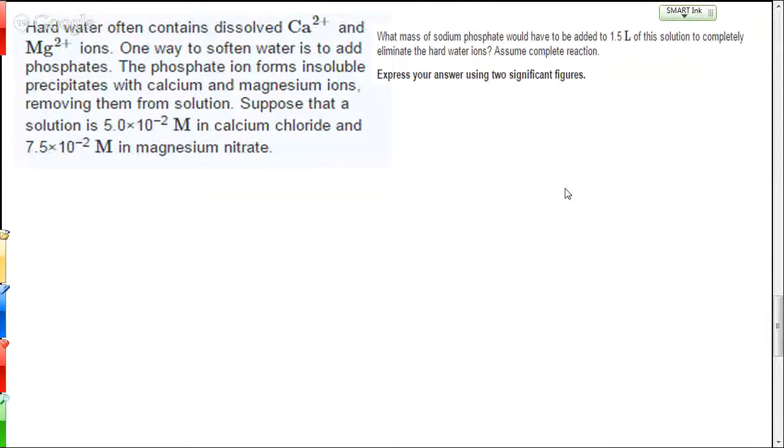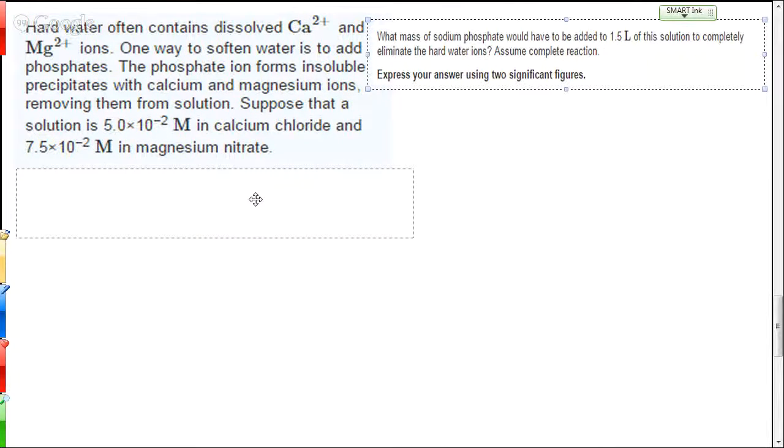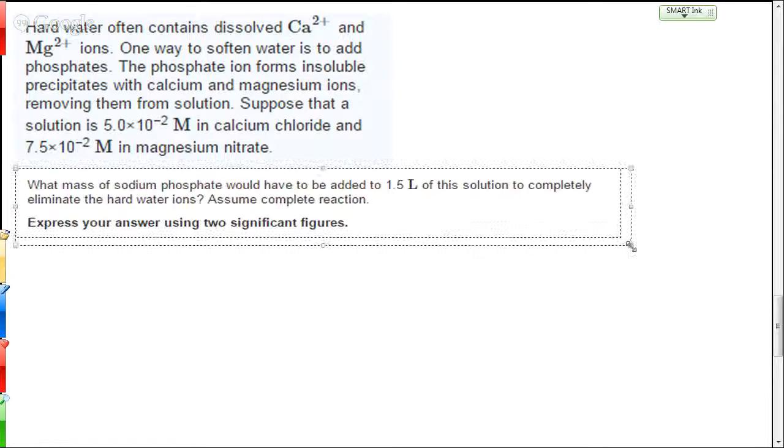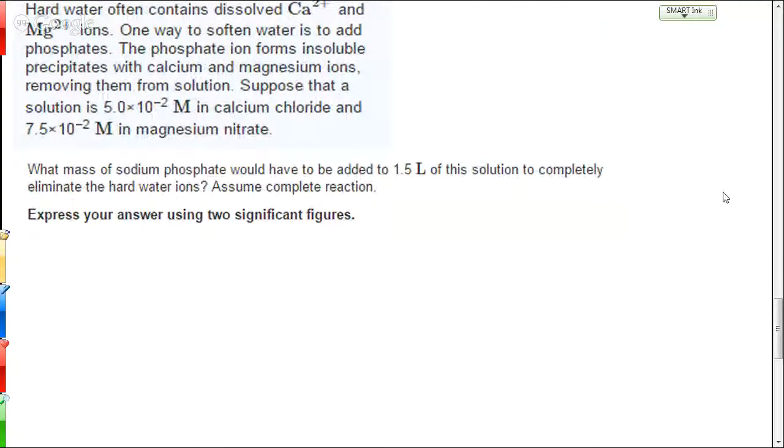So you've got a solution that has calcium chloride and magnesium nitrate in the solution. And then the question is, how much sodium phosphate would have to be added to 1.5 liters of the solution to completely eliminate the hard water ions? So you've got some magnesium and calcium ions in solution. You're adding phosphate to precipitate those ions out. I don't want to go through this whole problem because I think it's a good one and you should work on it, but I'll show you how to get started with it.